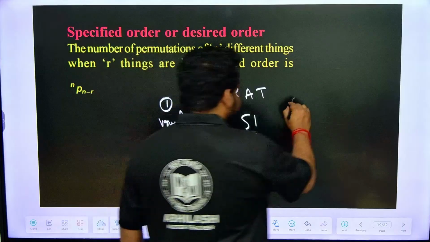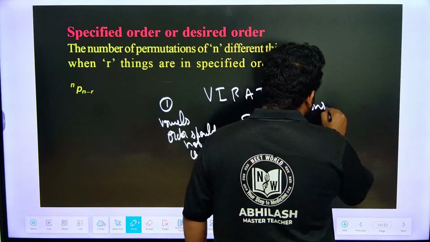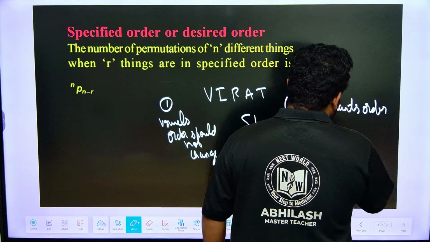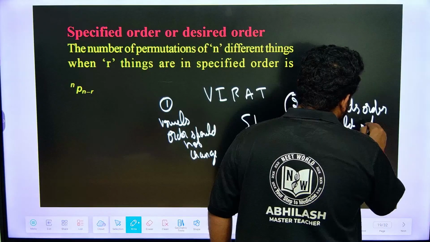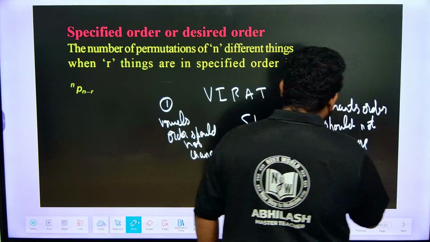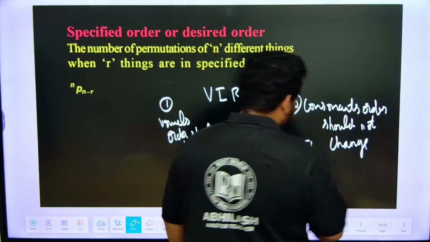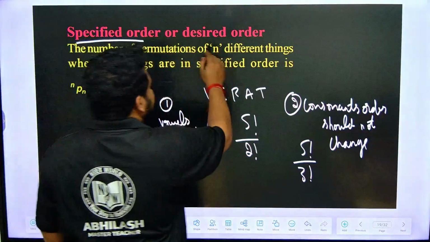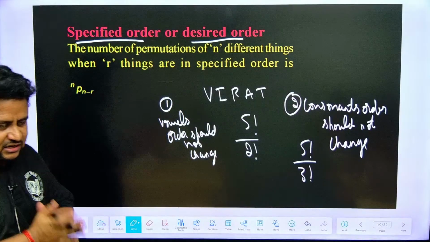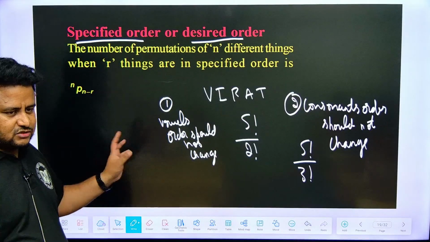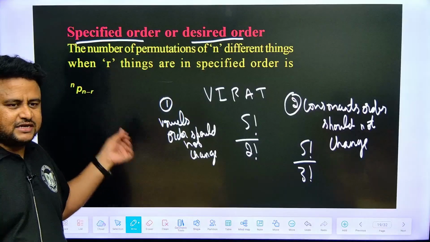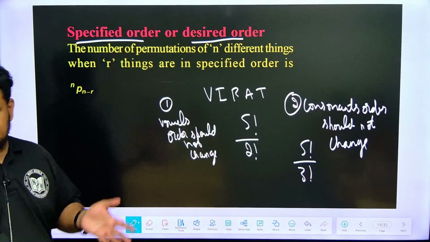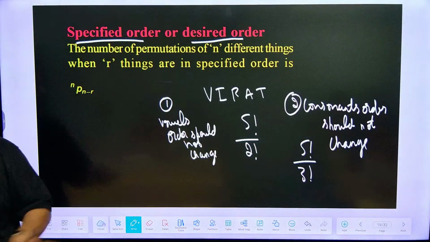Now my question is, suppose I say consonants order should not change. Consonants order should not change means what will I write? I'll write 5 factorial by 3 factorial. That's all. This is the meaning of specified order or desired order. If they give specified order in a question, and they tell that vowels should not change or consonants should not change, you count the number of vowels and divide by that number's factorial. If there are 4 vowels, divide by 4 factorial. If there are 5 consonants, divide by 5 factorial. That's all. Clear? So make a note of it. Important.